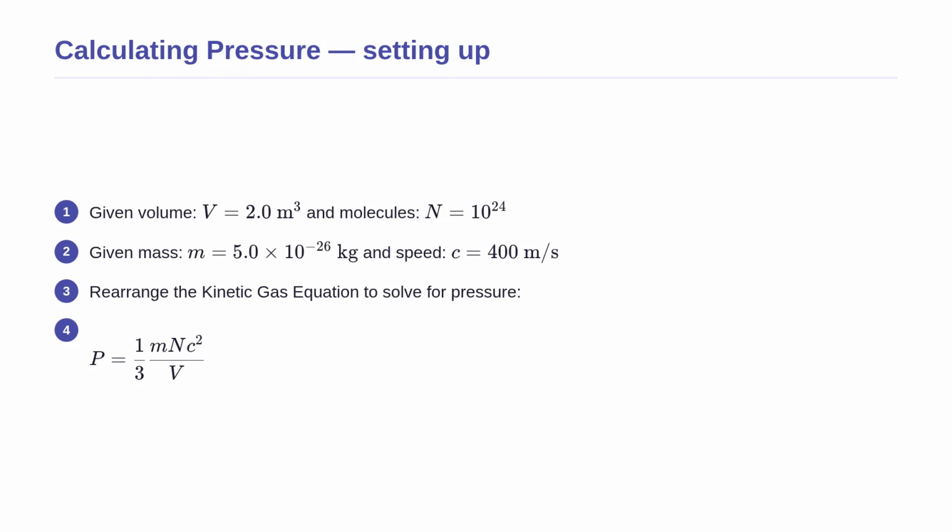We are given a container with a volume of 2.0 cubic meters holding 10^24 molecules. The mass of each molecule is 5.0 × 10^-26 kilograms, and their root mean square speed is 400 meters per second. We need to find the pressure. We start by taking our kinetic gas equation and dividing both sides by the volume to isolate the pressure. This shows that pressure depends directly on the mass, number, and squared speed, and inversely on the volume.